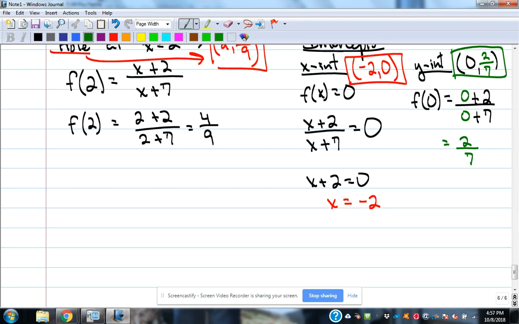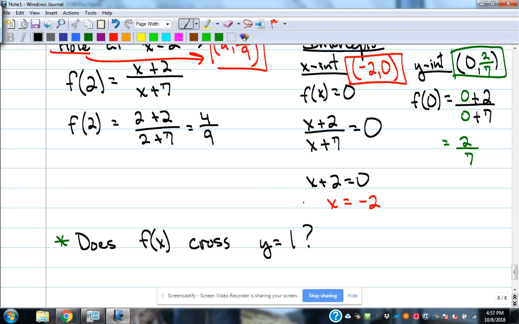Okay. We found out a lot of stuff about this one. There's one more thing we want to do. We want to decide, does f of x cross that horizontal asymptote? Okay. So this is the last question for this problem. Does f of x cross y equals 1?